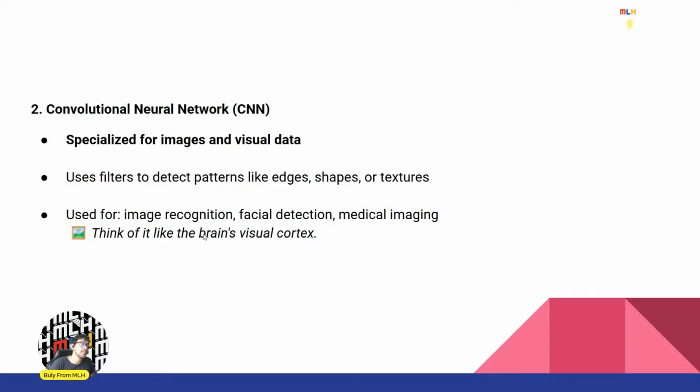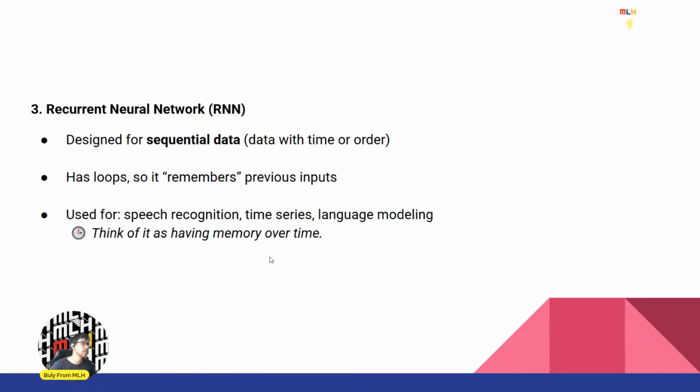Think of it as your brain's visual cortex, basically. You look at a cup, you see a cup, you compute a cup, and you say cup. Cool. We have RNNs, which are recurrent neural networks designed for sequential data with time and order. So you can use this for a video, for example.